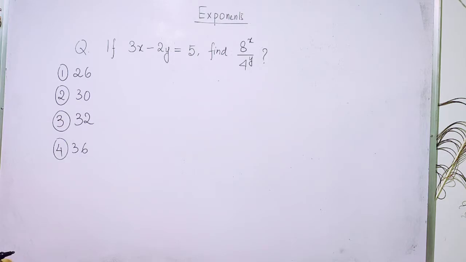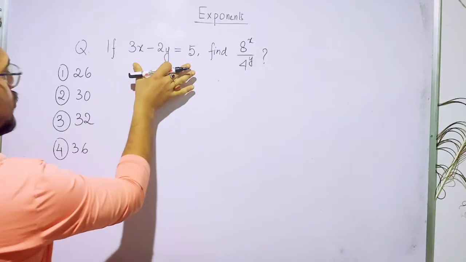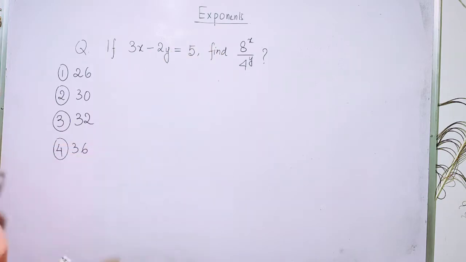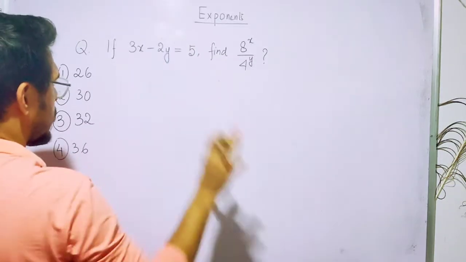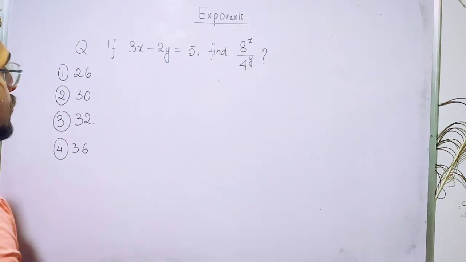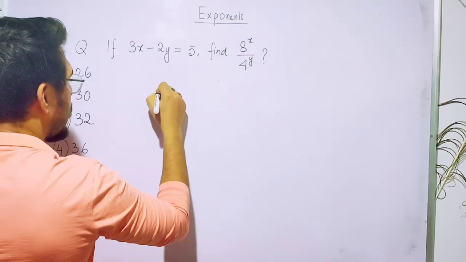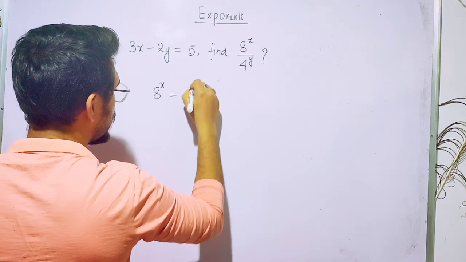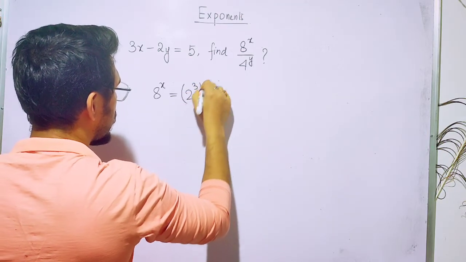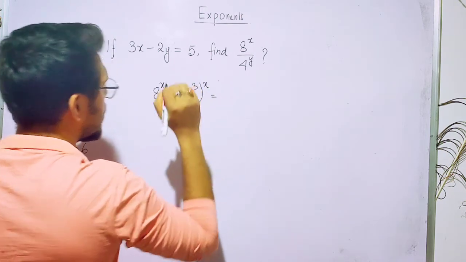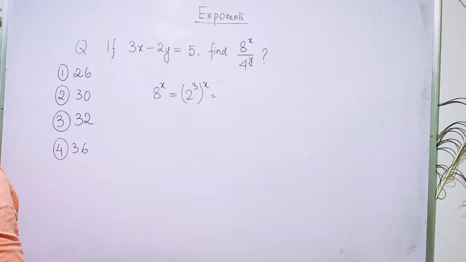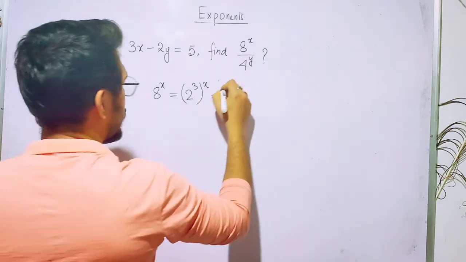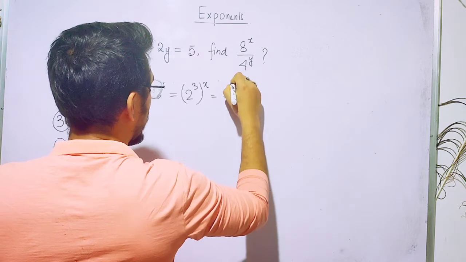So see, first of all, what you are going to do. We have two things given here. We have this equation given and we are asked to find out this one. Now let us keep this equation aside for a moment. Let us start with this one. So 8 to the power of x, how can we write it? We can write it as 2 cubed to the power of x. And what is 2 cubed to the power of x? So that will be 2 to the power of 3x.